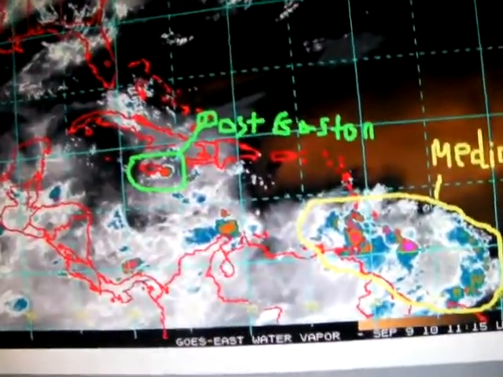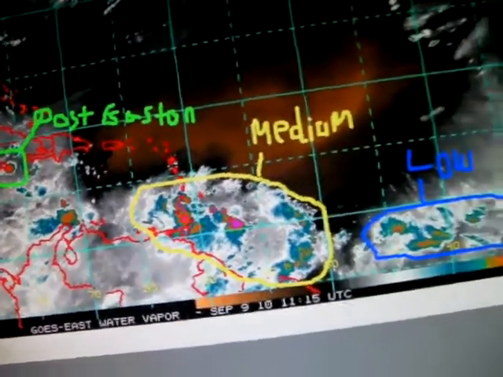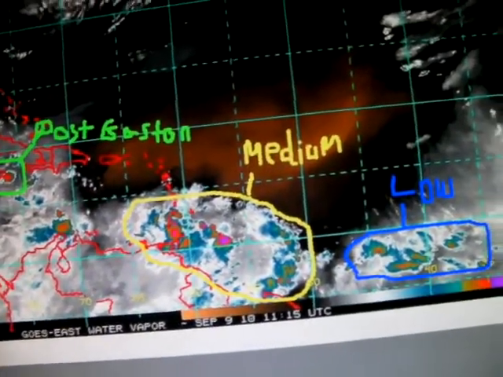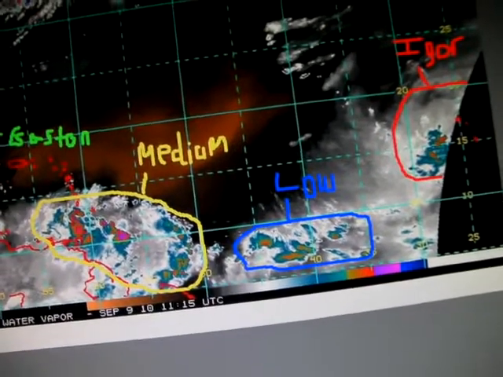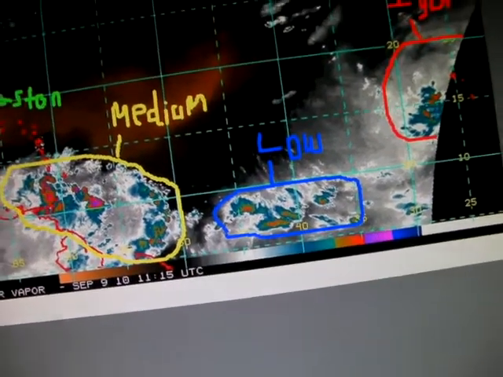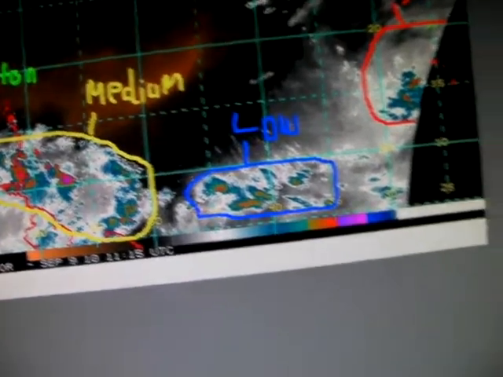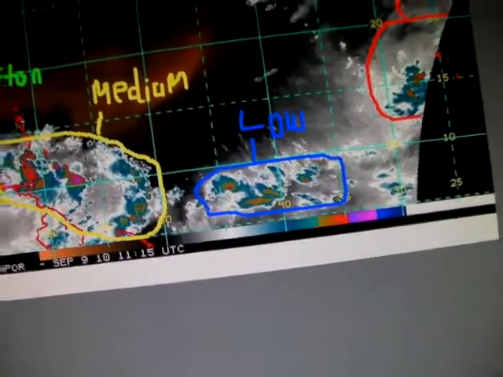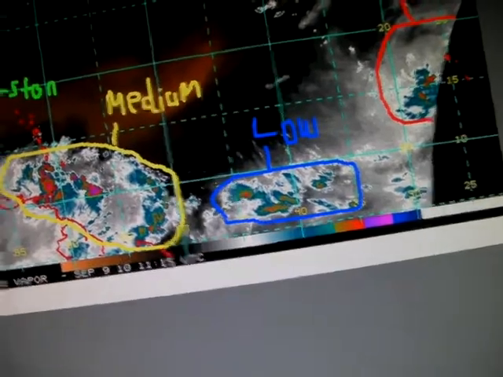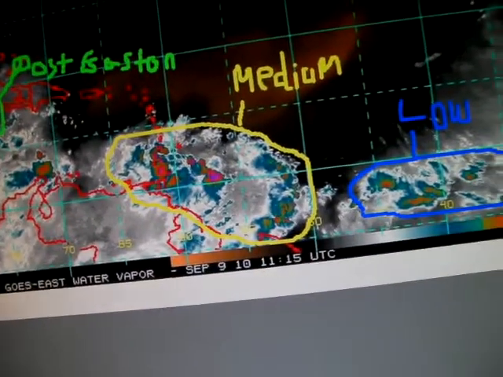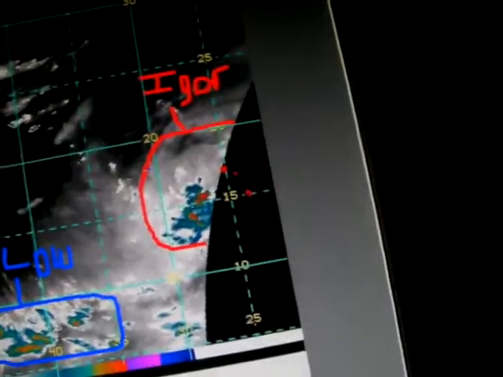Alright, now we're going to take a look at the Atlantic Ocean. This is an overview. This is all that's left of the remnants of Gaston. We've really lost that even since yesterday. A medium potential over here in South America. Got a low potential back here behind it. This one is not going to give us much of a deal, but we really got to watch this one because this one's really organizing. And this is a portion of Tropical Storm Igor, which we have lost some of overnight.